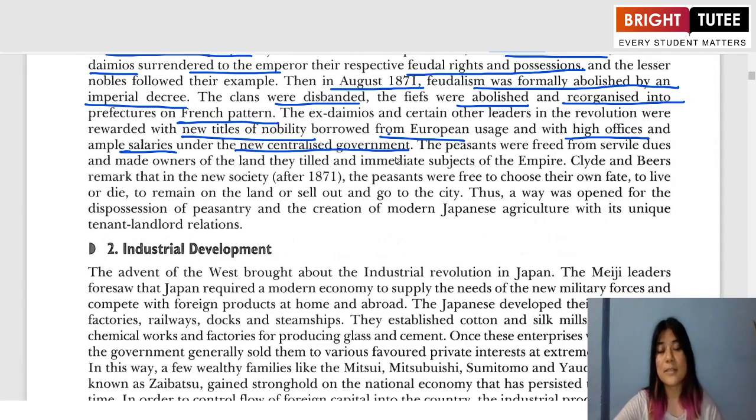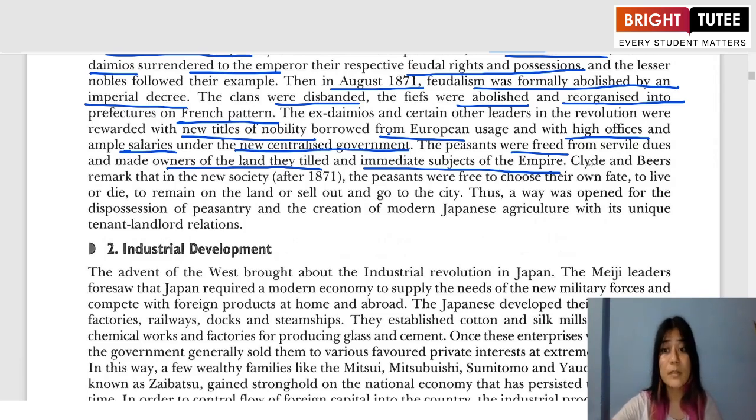Now, all the peasants, the farmers, the land laborers who worked under the feudal lords in their estates, were now freed. They were made owners of the land that they tilled, that they worked on, and they became immediate subjects not of the feudal lords anymore, but of the emperor. They were no longer under any person but the emperor.